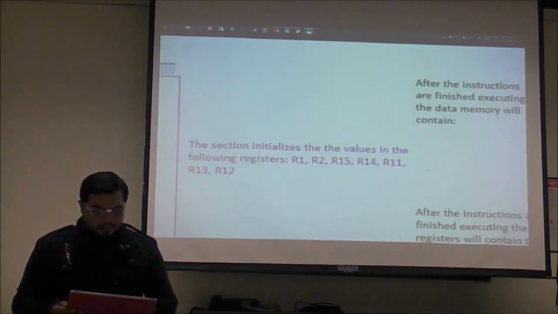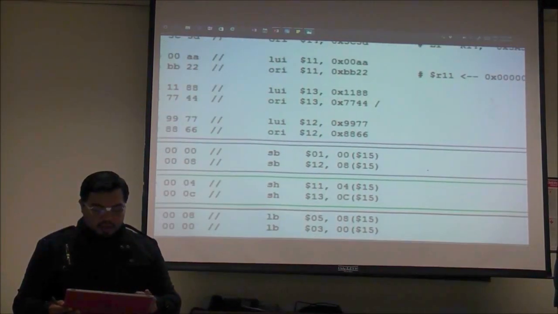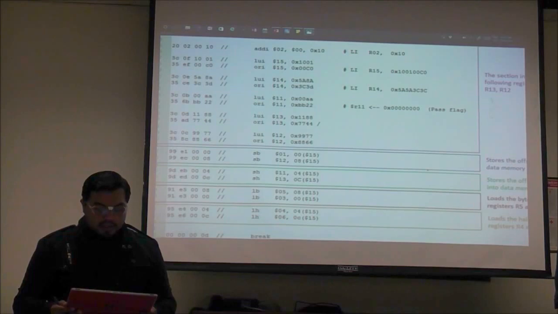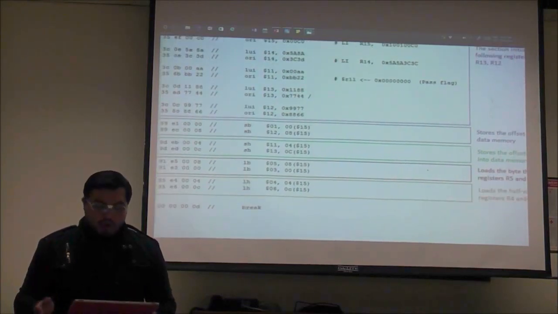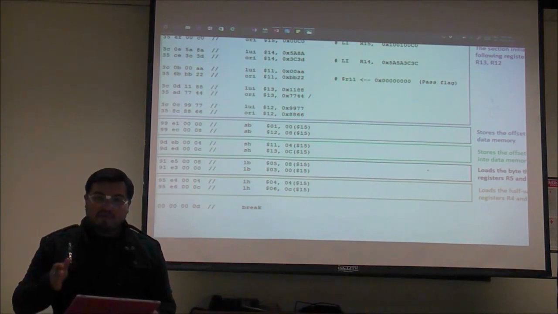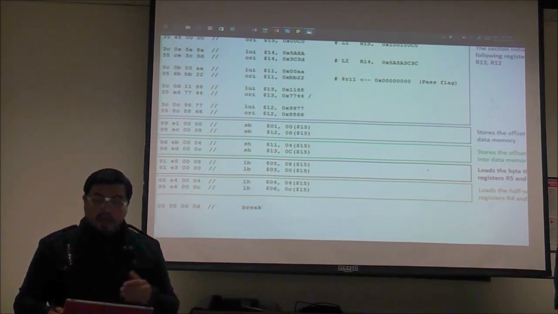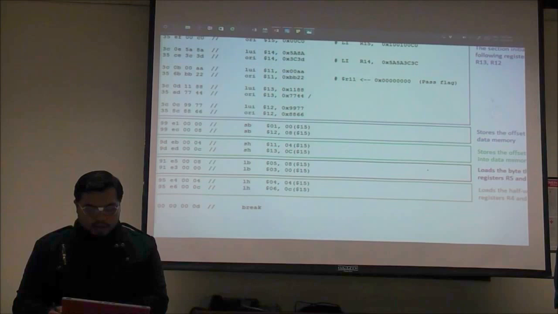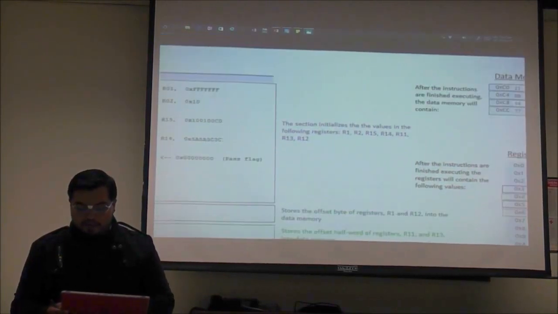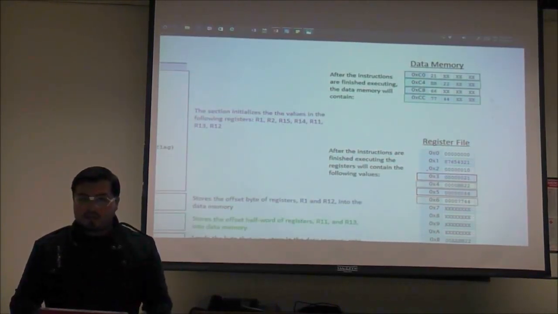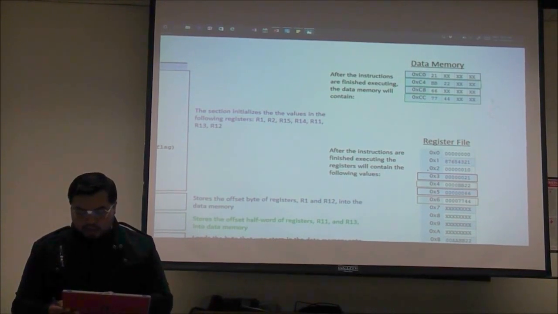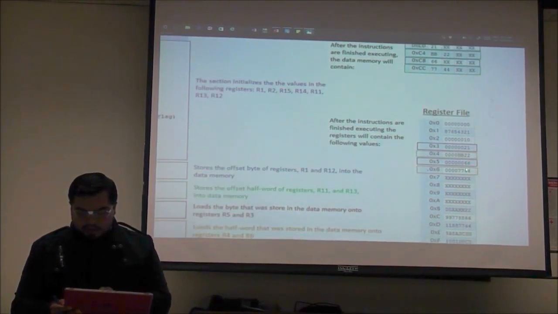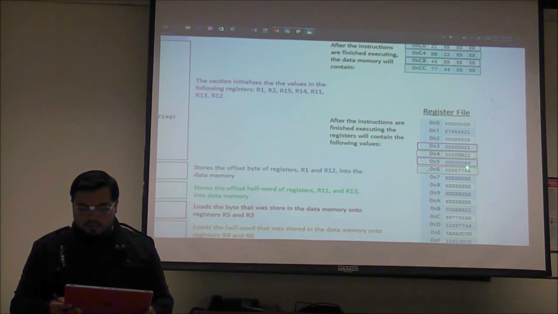Moving on, the next instruction is the load byte. Now I'm telling the MIPS processor, load onto register 5 the content of base address 15 with offset 8. So 15 again is 0C0, and the offset is 08, so it's C8. And it should be loaded onto register 5. C8 happens to be 66. Now let's check register 5, which is 66.